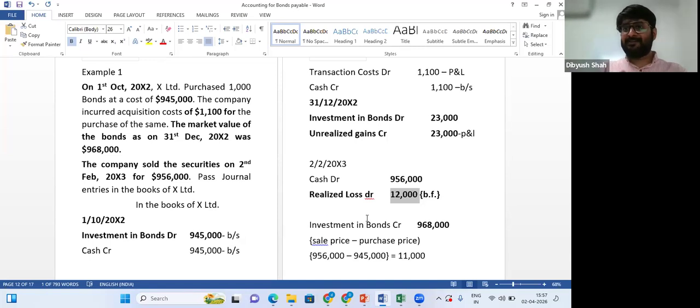Let's recap for the final time before I move to amortized cost. First, any transaction cost is expensed to P&L, and this is the default category. Second, at each balance sheet date, the asset has to be measured at fair value, and all the unrealized gains or losses will be recorded in P&L. And remember, the fair value of that date becomes the new value of the asset in the balance sheet. So I hope we are clear till here, right?